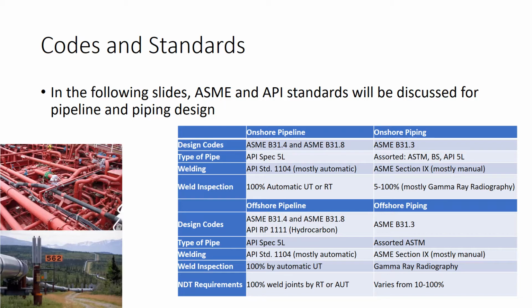In the following slides, several different American Society of Mechanical Engineers (ASME) and American Petroleum Institute (API) standards will be discussed for pipelines and piping design. This table shows the difference in codes and standards used in design and inspection of onshore and offshore pipelines and piping.